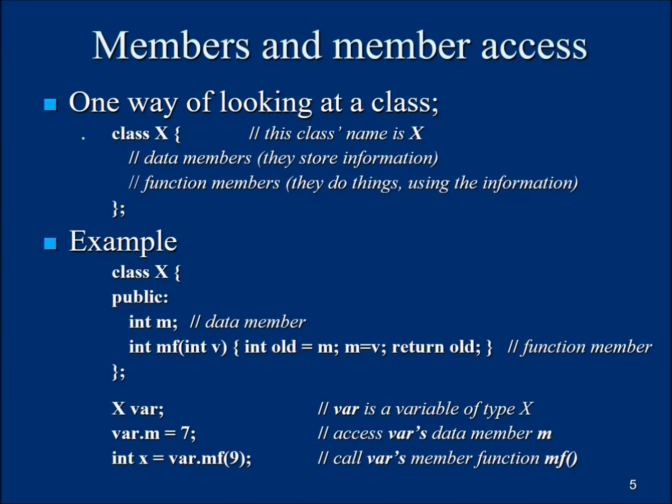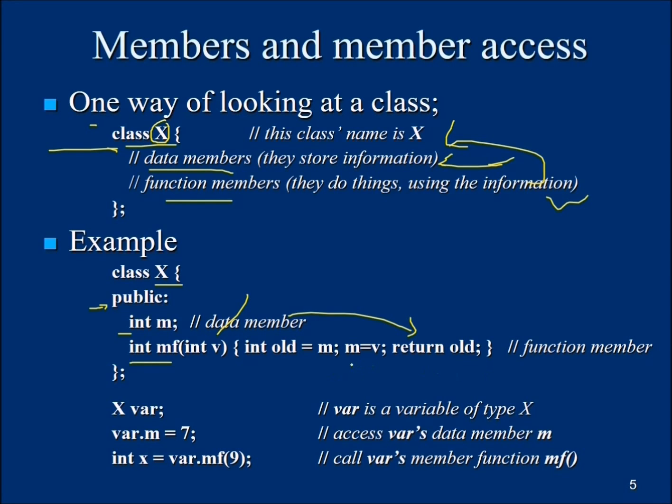Then we have members and member access. In a class, it is defined like this: class, this is a keyword, this is a class name of your choice, and inside this you will have data members which are going to store information, and then function members, they do certain things using this information, or even not using this information. For example, you have a class X, public, this is an access modifier, and inside this you have two members, actually one member, this is a function. So this function is using this data member, so we can call it a function member.